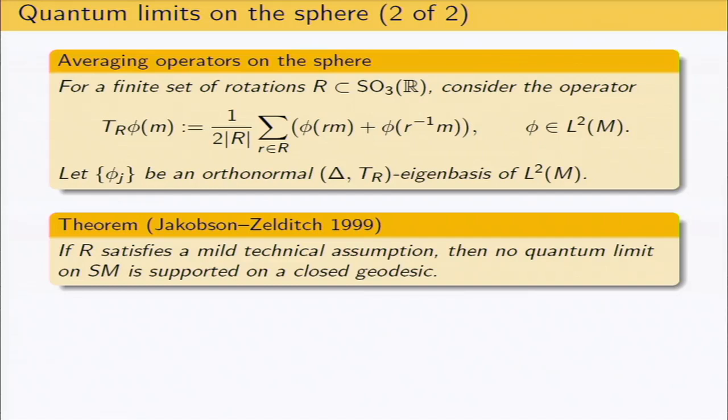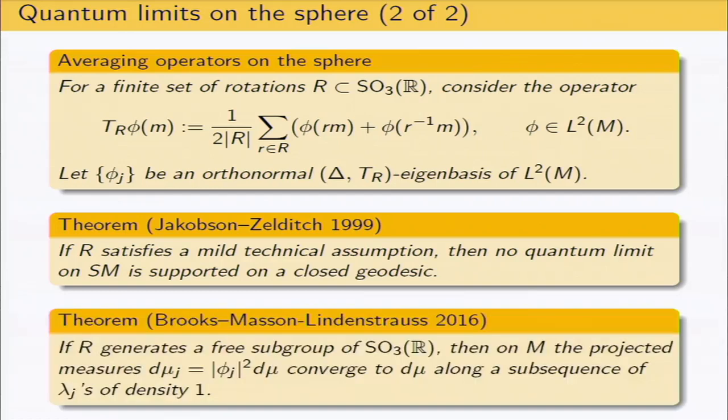However, if R satisfies stronger conditions, one very strong one being that it generates a free subgroup of rotations, then a very recent paper by Brooks, Masson, Lindenstrauss says that at least at the level of M, the projected measures do converge to the uniform measure along a subsequence of lambda j's of density 1. So in that case, the joint Laplace-Beltrami eigenbases satisfy the quantum ergodicity property.